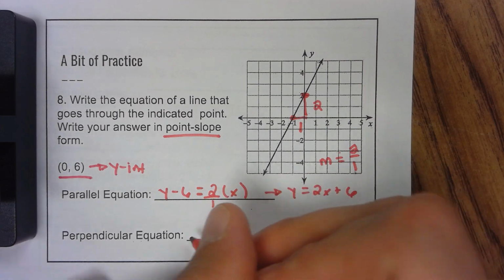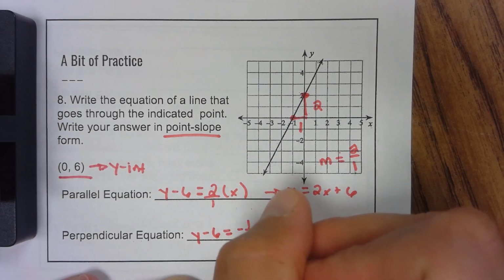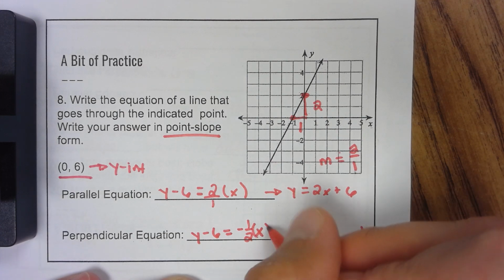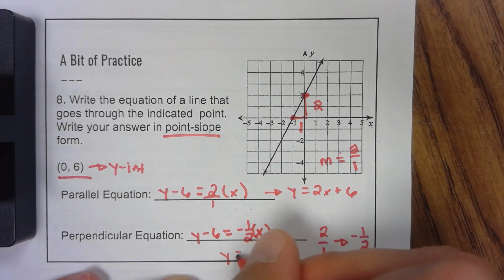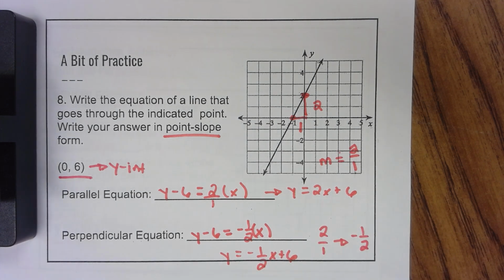All right, then perpendicular, almost identical. We have y minus 6, but the new slope now is negative 1/2 x. And again, we could write it as y equals negative 1/2 x plus 6, where it's in slope-intercept form.